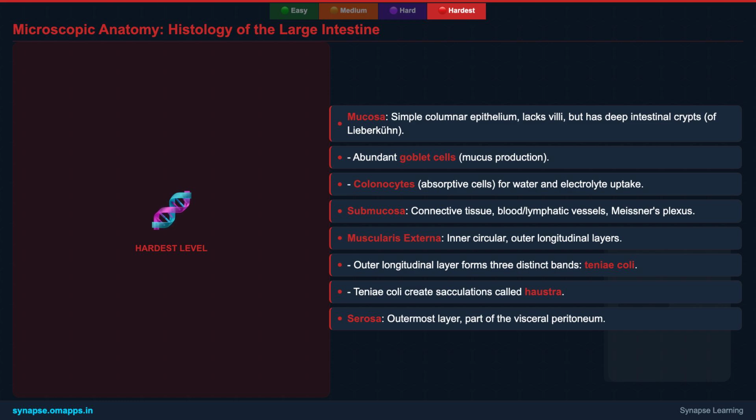The muscularis externa is unique, featuring 3 distinct bands of longitudinal muscle, the taeniae coli, which create the characteristic pouch-like haustra, essential for mixing and propelling contents. This specific architecture underpins its specialized functions.